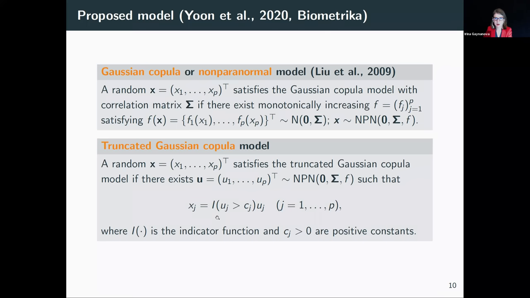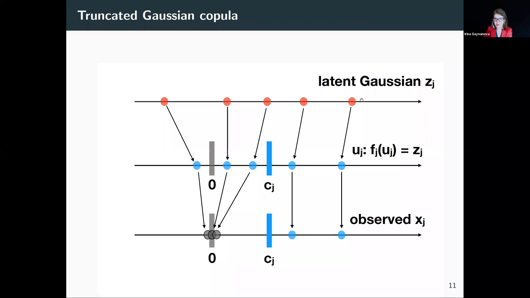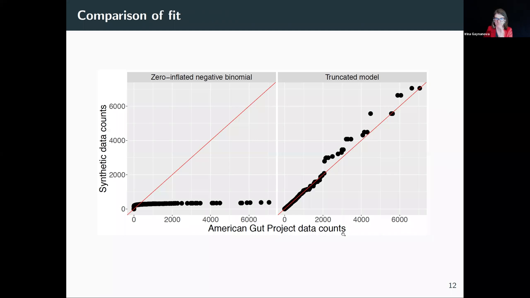All right, so how does this help us? So, latent Gaussian, copula part, truncation part. Well, this is an illustration of the fit to the American Gut Project data. So this is microbiome data. And here we took one particular feature from this microbiome data, where on the horizontal axis is the exact counts for that feature. And on the vertical axis are synthetic counts that are generated either from a zero inflated negative binomial model or from our model.